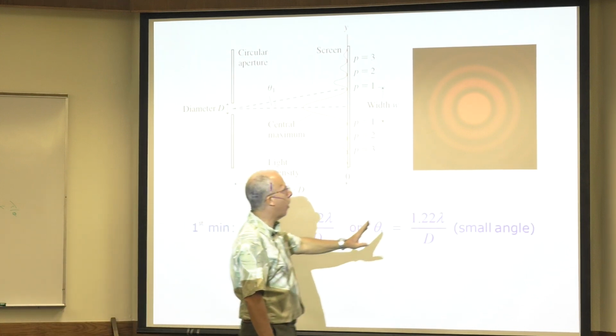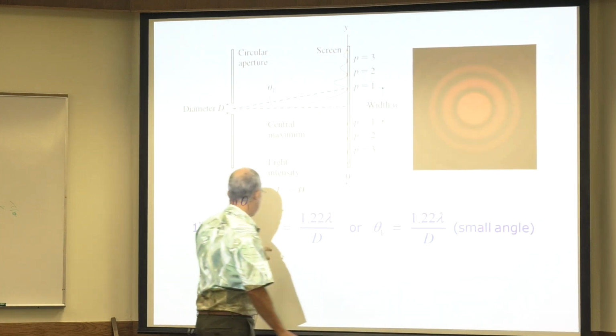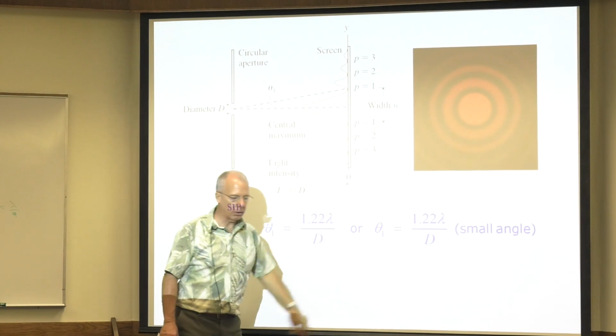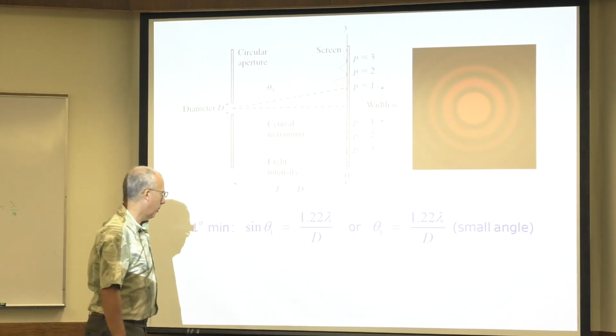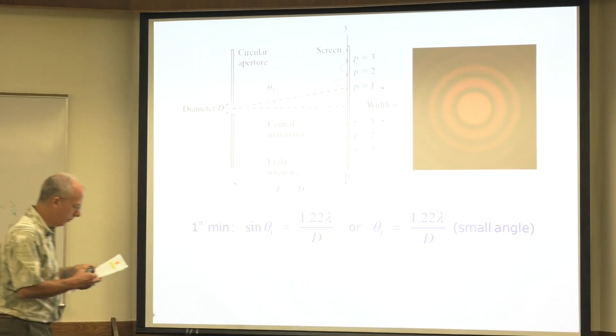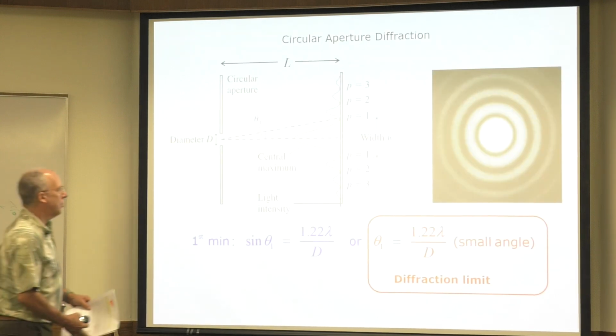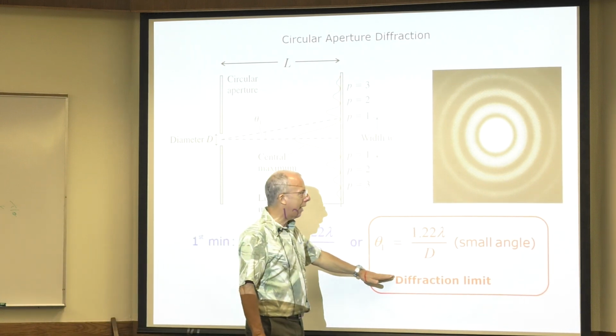Now, if you have a small angle, then sine theta equals theta, like we learned a long time ago. And so you can just say theta 1 equals 1.22 lambda over D. Okay? Now, this is incredibly important in astronomy. In astronomy, this is called the diffraction limit.